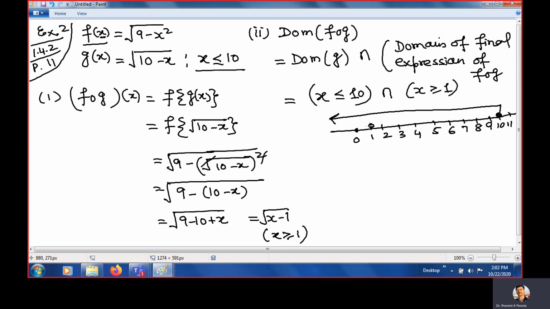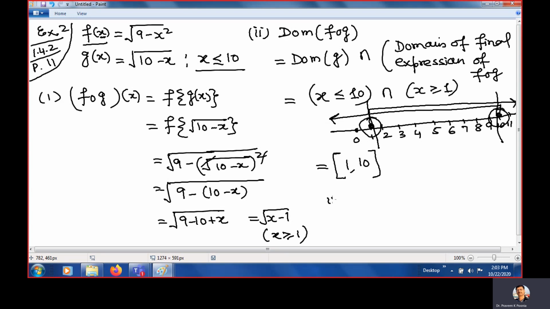And x is greater than or equal to 1. See, where is the double line? The double line is between here and here. So what is the domain? Both places are equal, so it will be a closed bracket. It starts at 1 and ends at 10. This is the domain. So the domain of f composition g is 1 to 10. You need to remember this.